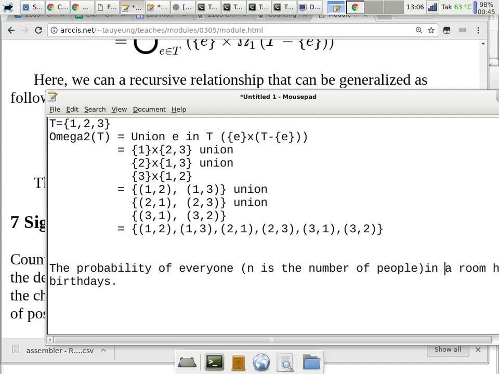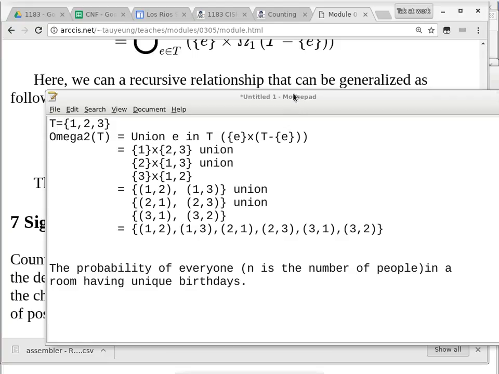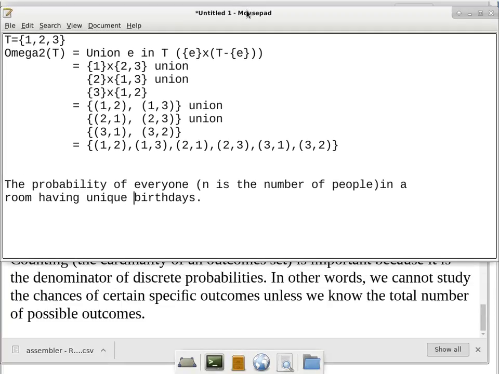Now that we have n defined as the number of people, there are two ways to think about this problem. The first way is to think about very simple cases first. What if this entire room only has one person? What are the chances that that person has a unique birthday? No, it's 1. It's 100%.